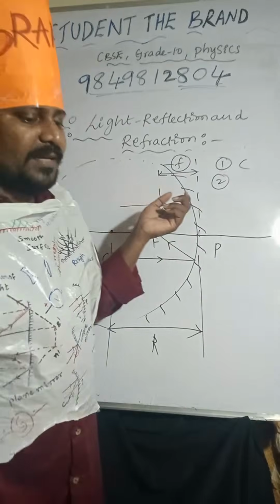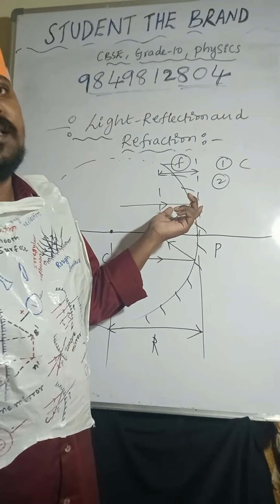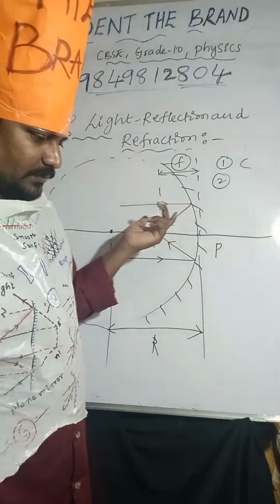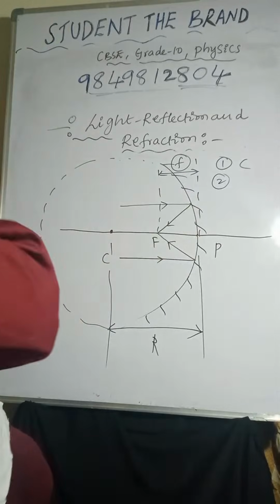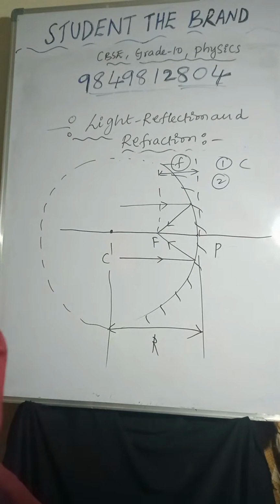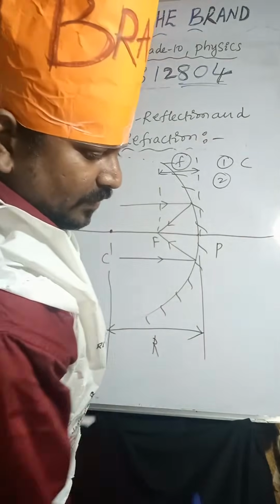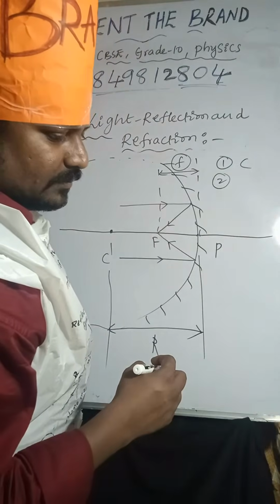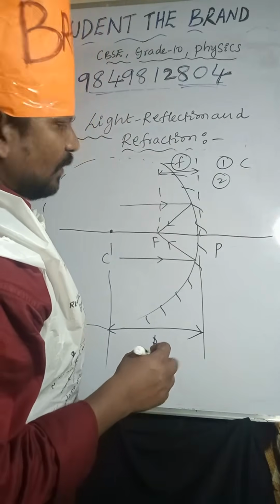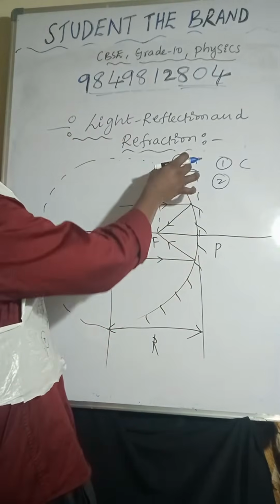The distance between focus to pole is called focal length. Okay? So yes, I hope it is very clear. So the distance between focus to pole is called focal length.